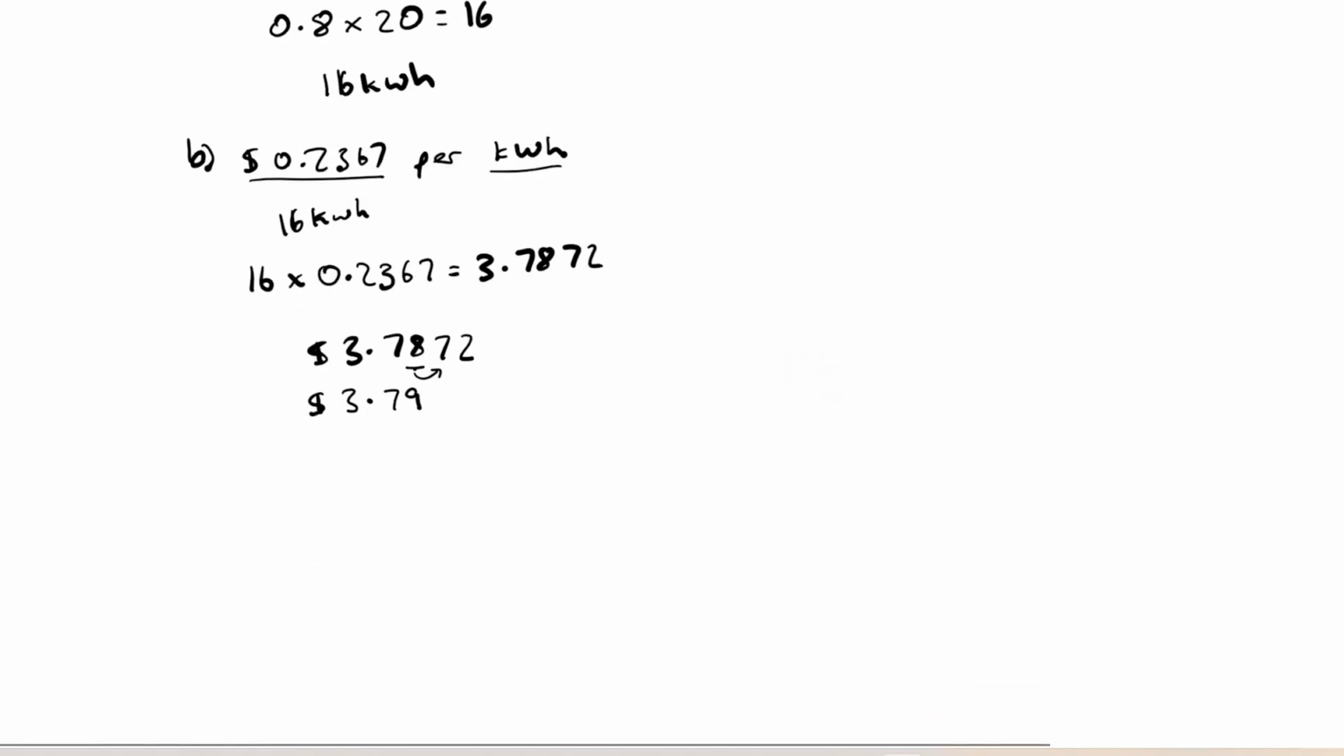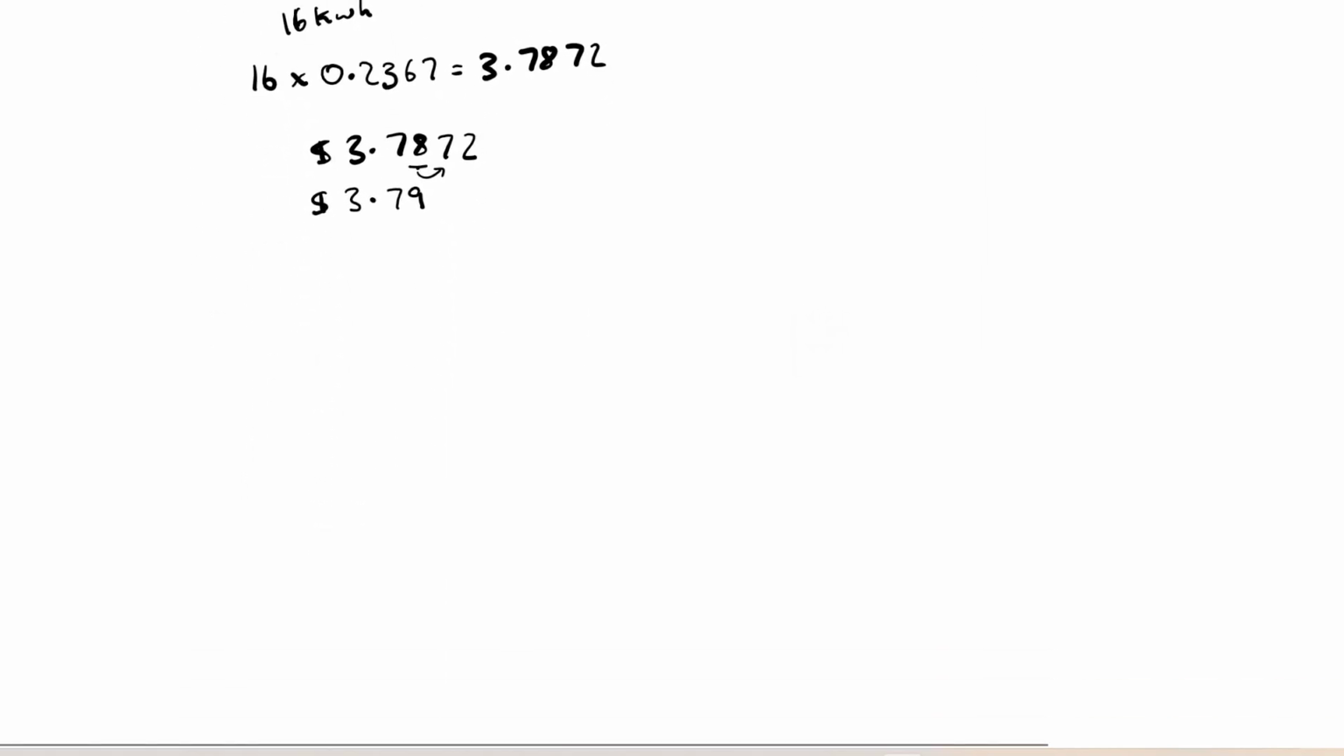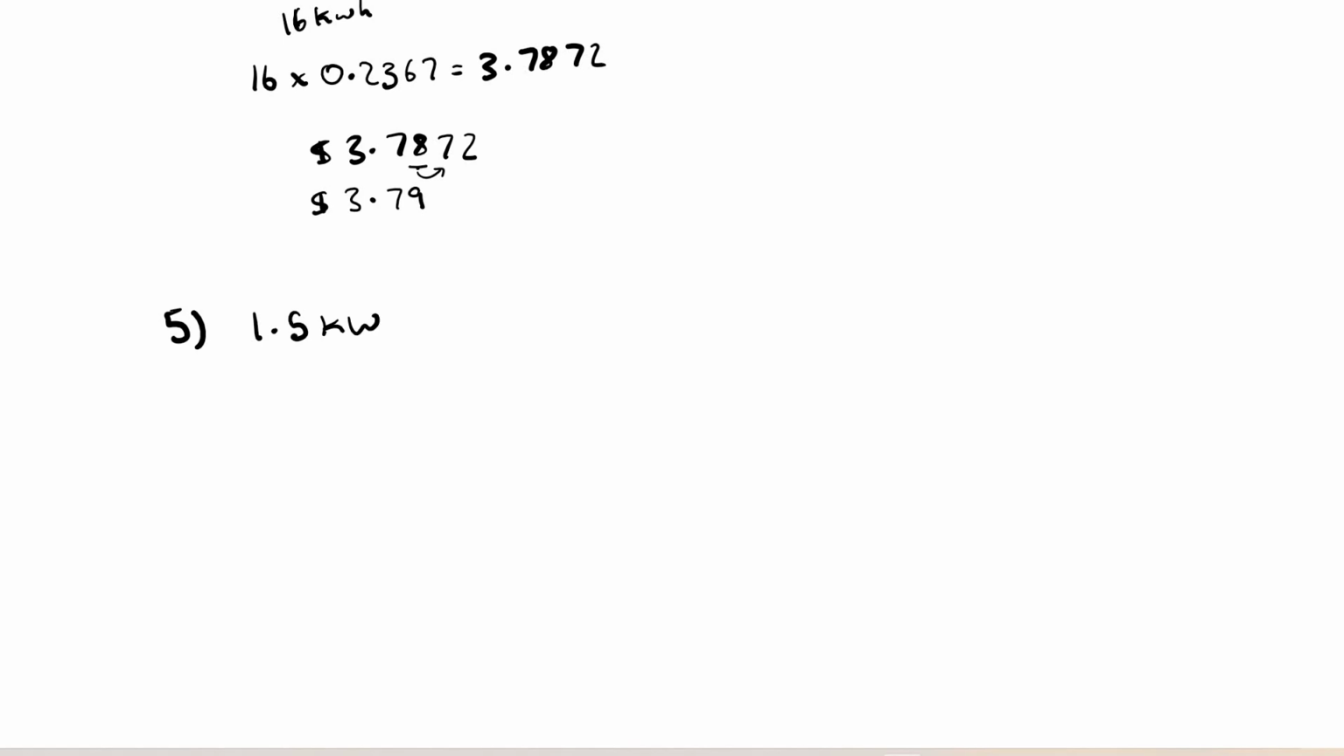So let's do another question. Let's do question 5. Alright. So Samantha uses a hairdryer with a rating of 1.5 kilowatts. So let's write that down first: 1.5 kilowatts for a total of 8 hours.